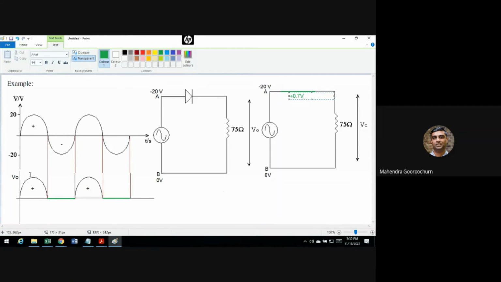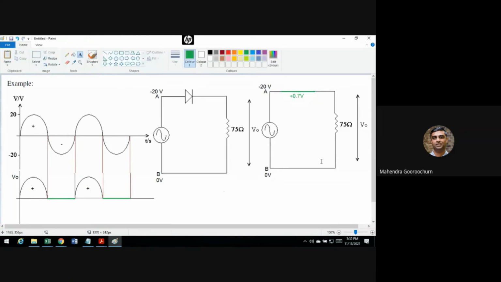So this graph will simply shift down by 0.7 volts. That's the only difference. Now, in this question, there's no mention of what resistance you have in the forward direction. We know it's a very small value, like 10 ohms. If no information is given to you, you can neglect it.